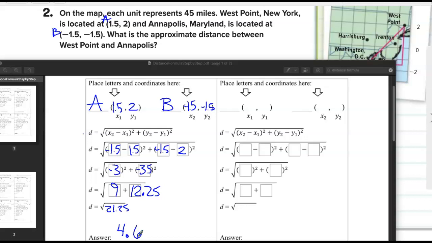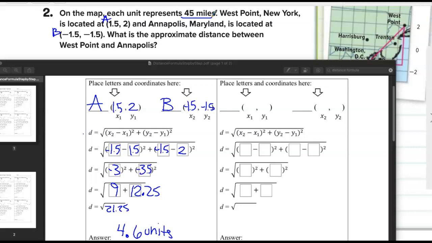No. Multiply by 45. Because this is 4 6/10 units. Our question asked us what? Miles. We need to know how many miles. So how many miles is 1 unit? 45. So what am I going to do to figure out what 4 6/10 units is worth?